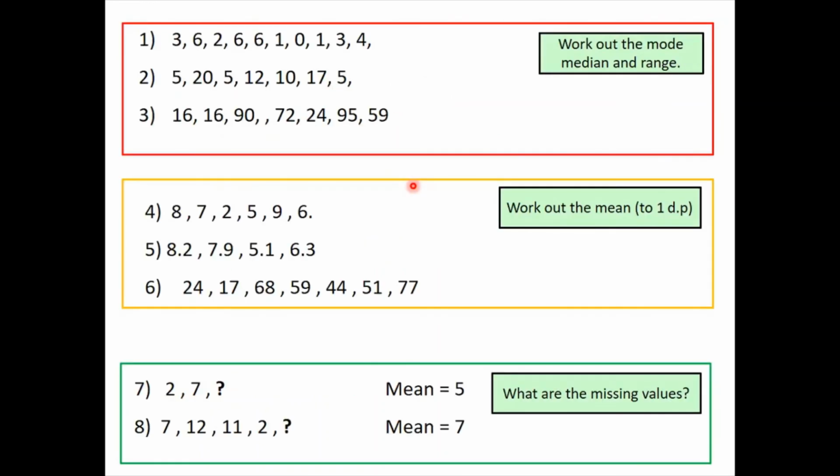Okay. Here are 3 sections of questions for you to try. Okay. First one, mode and median and range. Second one, just the mean. And the third one is a challenge really to try and get you thinking about what could the data be.